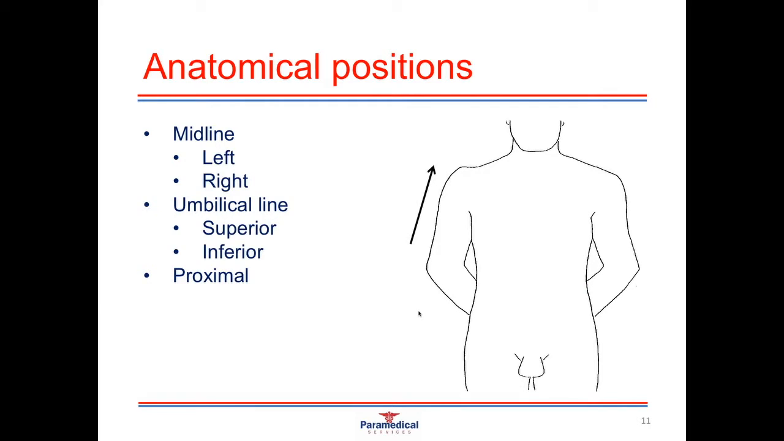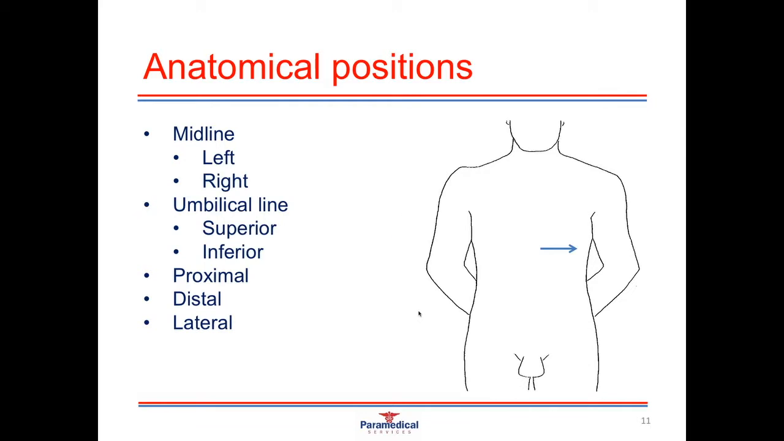We've already seen the words proximal and distal. So proximal is closest to that point of attachment to a joint or to the trunk of the body, and distal meaning the furthest away from a point of attachment to a joint or point of attachment to the trunk of the body.